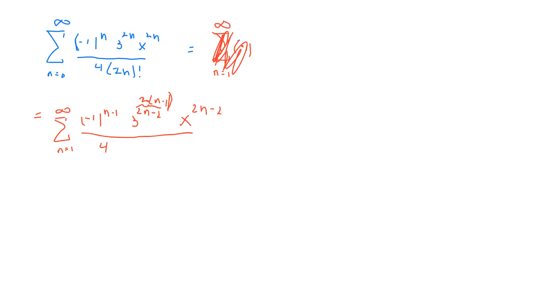And then 2n factorial would be, hold on, let me give you one moment. I have to be a little bit careful here. Yeah, that would also be 2n-2 factorial. So this is a perfectly acceptable way to write out the power series for this function cosine of 3x over 4.